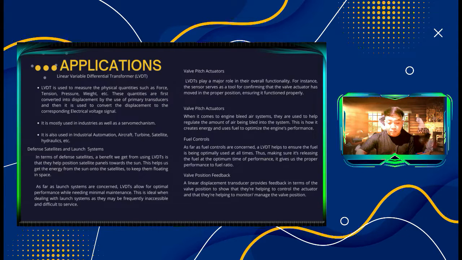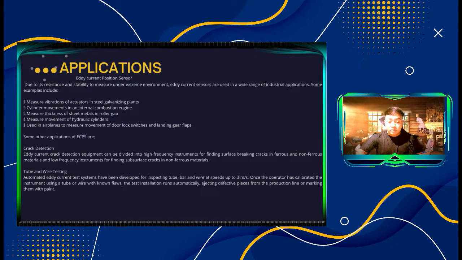One important application of LVDT which aids mostly all types of transportation is fuel controls. As far as fuel controls are concerned, an LVDT helps to ensure the fuel is being optimally used at all times, thus making sure it's releasing the fuel at the optimum time of performance. It gives us the proper performance to fuel ratio. Lastly, a linear displacement transducer provides feedback in terms of the valve position to show that they're helping to control the actuator and to monitor or manage the valve position. And this is with the help of LVDT in valve position feedback.